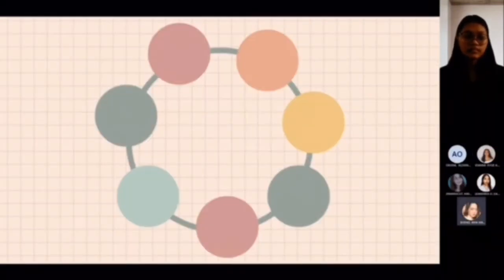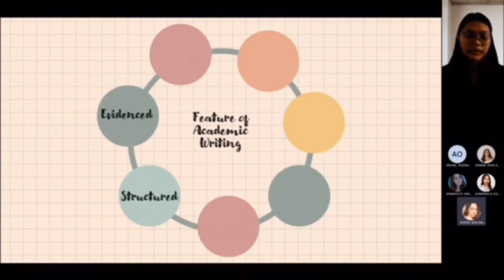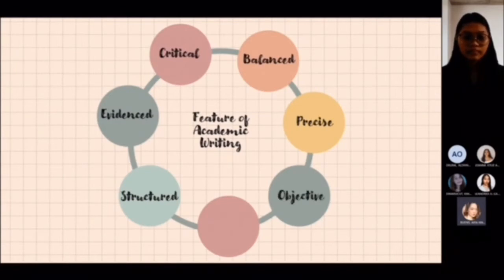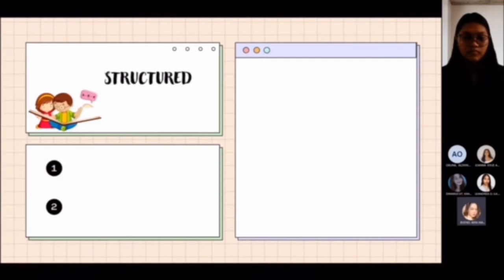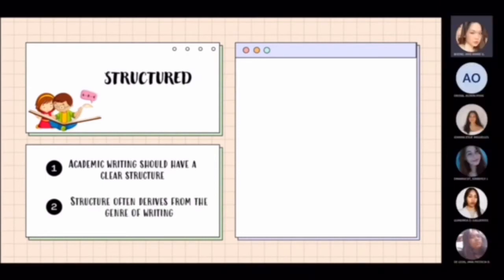So let's look now in detail at the features of academic writing. There are 7 different features that we will look at. Academic writing should be structured, evidence-based, critical, precise, balanced, objective, and formal. So let's begin by looking at structured. Academic writing should have a clear structure for the reader to easily follow the main ideas or arguments. Structure often derives from the genre of writing.